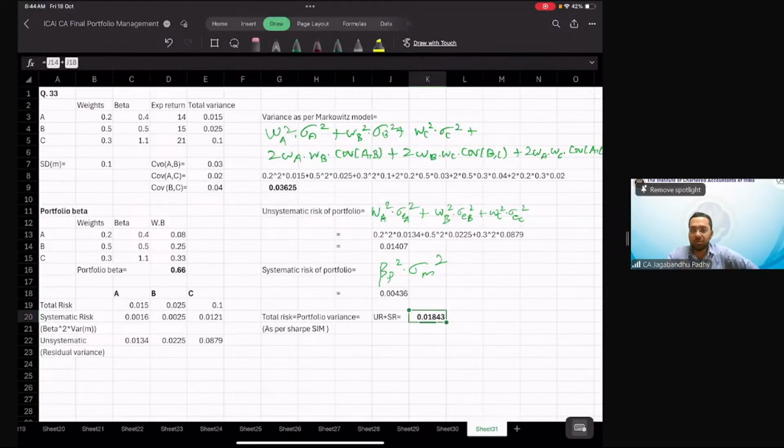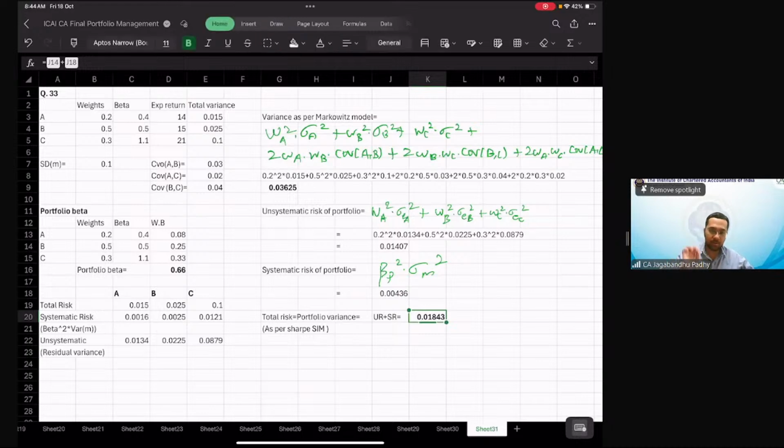Okay, so with that, we are through with the comparative thing about Markowitz and the total risk of the portfolio using Markowitz as well as the Sharpe model. Now, let's take a break. Okay, let's take a break, guys, of 10 minutes. And then after that, we'll go ahead with the next set of models.